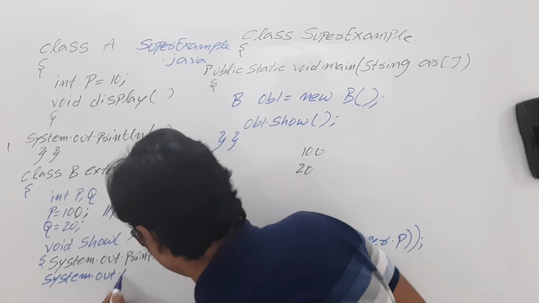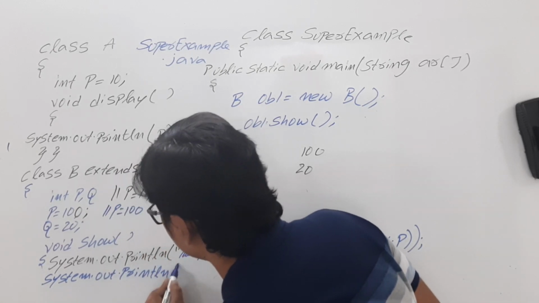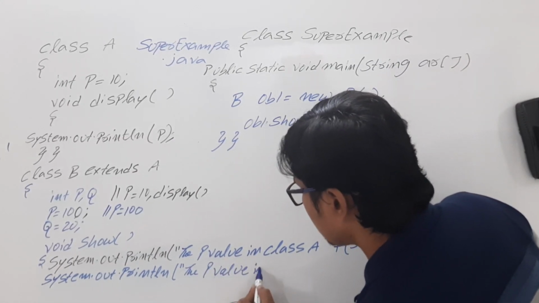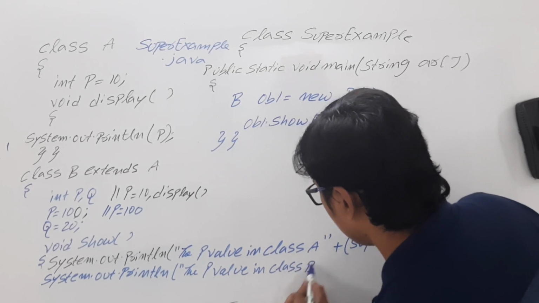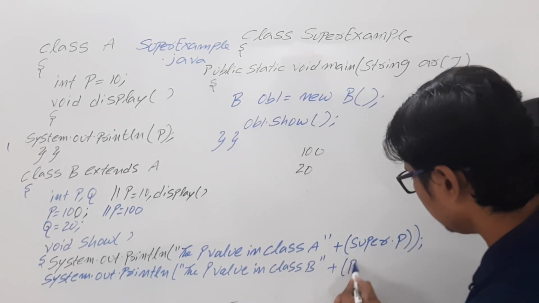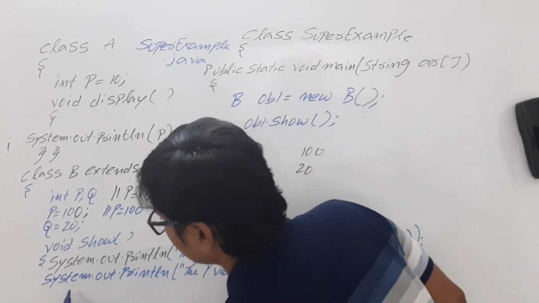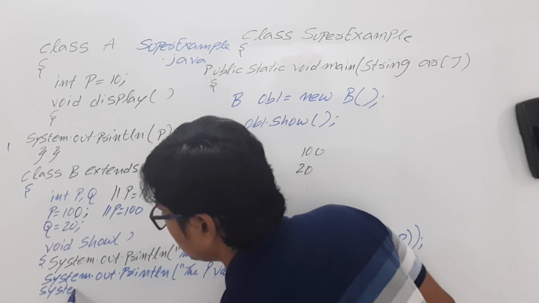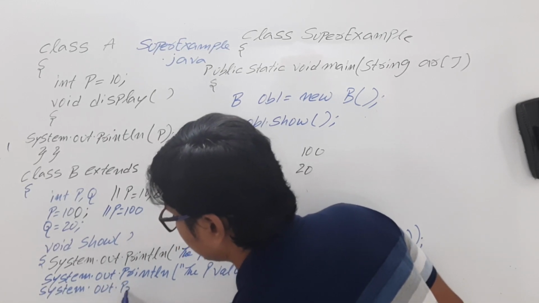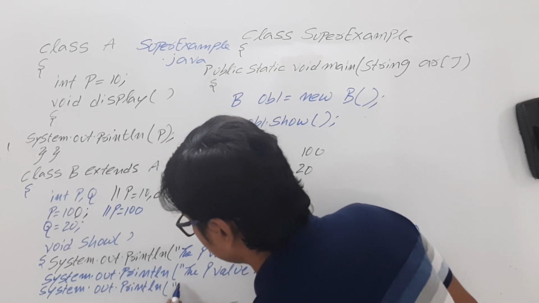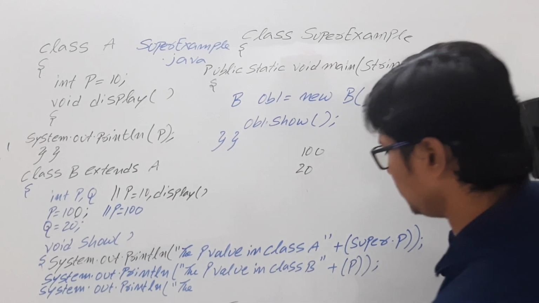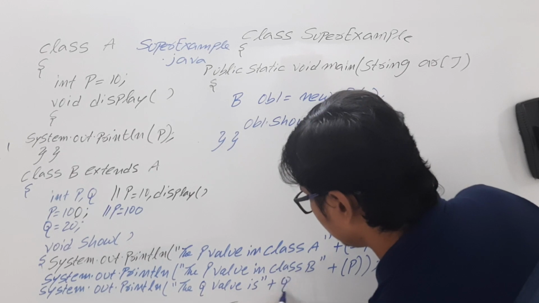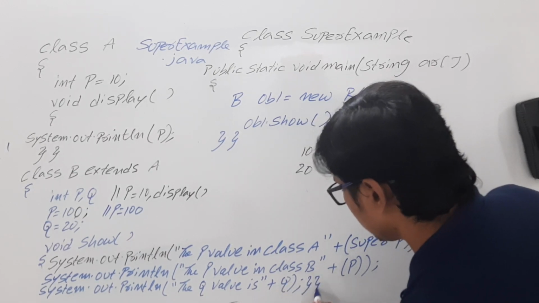Similarly, if I write system.out.println, again I hope it is visible for you. The p value in class B is, I can simply write p. Similarly, I can write system dot out dot println, let me write it. I am not that much lazy. The q value, because only q value is there in the class B. So the q value is, let me write q. Now let me close the method. Let me close the class.